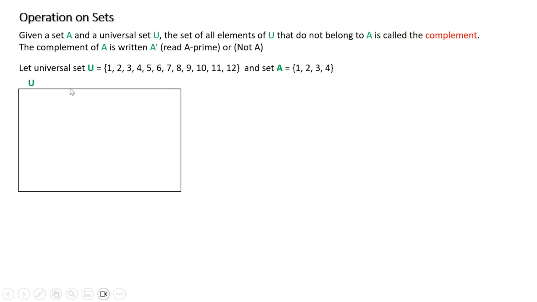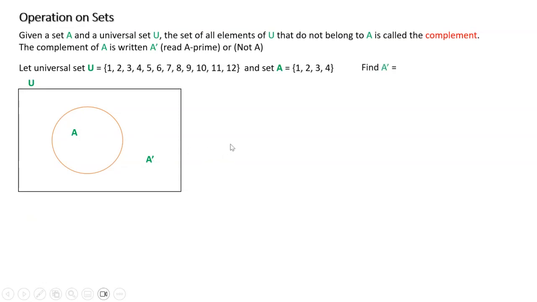So A complement, this is how you write it in a Venn diagram. This is going to be A, and this is going to be not A, because U is this Venn diagram here, the box or the rectangle. So all these numbers, 1 through 12, are what's being considered. If this is set A, outside the set is not A, or the complement of A.